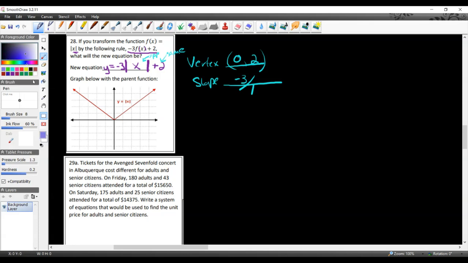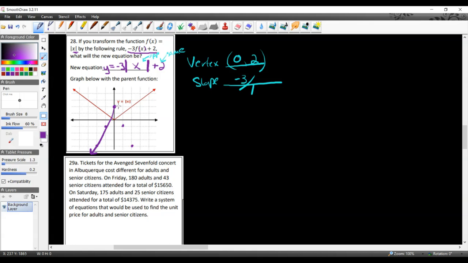So let me go ahead and plot that. So 0, 2 is our first point. So there's 0, 2. And then from here, I'm going to go down 3 over 1. So 1, 2, 3 over 1. And the same on the other side, down 3 over 1 again.